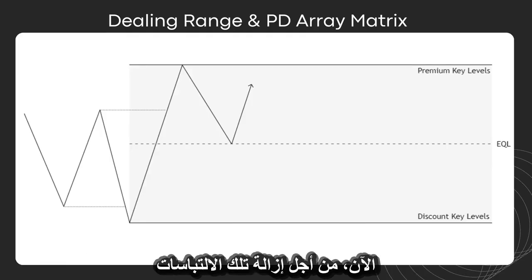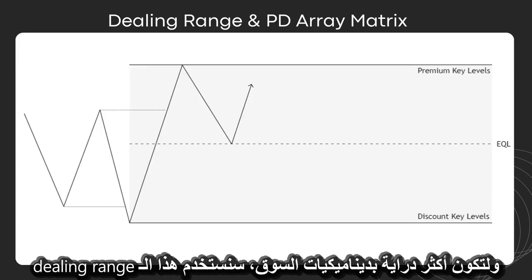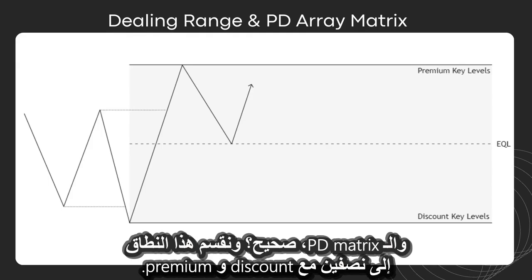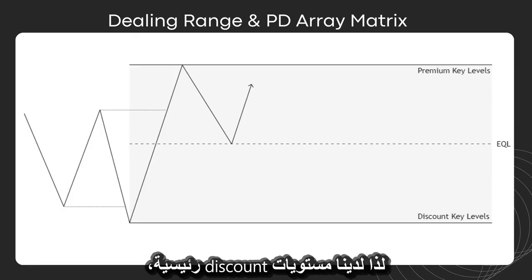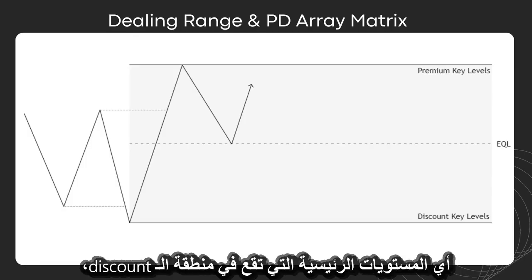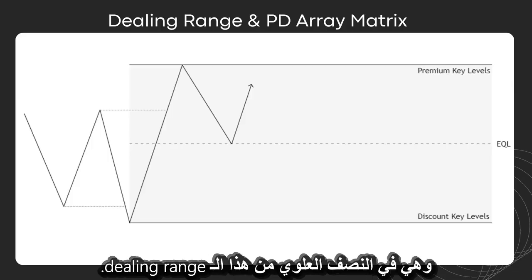In order to clear that confusion and be more familiar with the market dynamics, we're going to use this dealing range and PDRA matrix, and divide this range into two halves with discount and premium, which also means that now the key levels have also been classified into two groups. So we've got the discount key levels, meaning the key levels that are in the discount region, and then the premium key levels which are in the upper half of this dealing range.